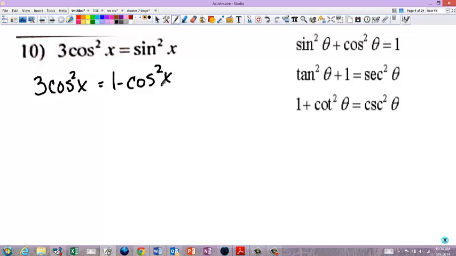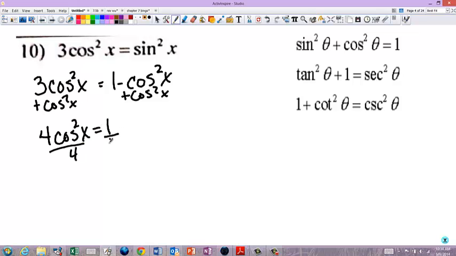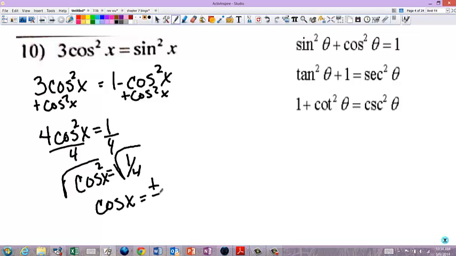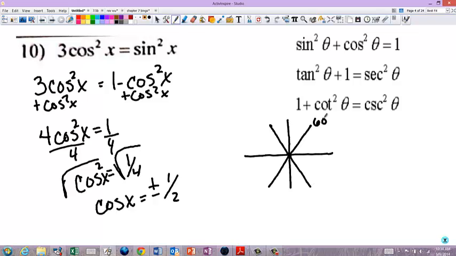Get everything on one side. So 4 cosine squared equals 1, divide by 4. Cosine squared equals 1/4. Cosine equals plus or minus 1/2. So where is cosine a half? Cosine is a half at the 60s. Here, here, here, and here. So 60, 180 minus 60 is 120. 180 plus 60 is 240. 360 minus 60 is 300.